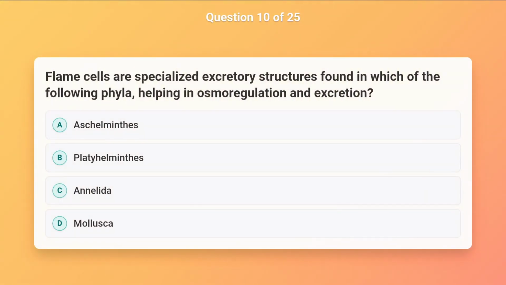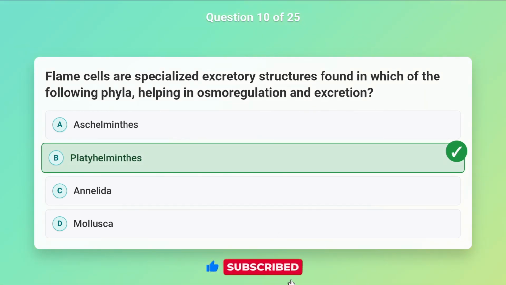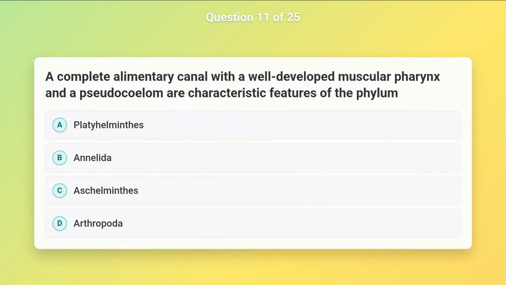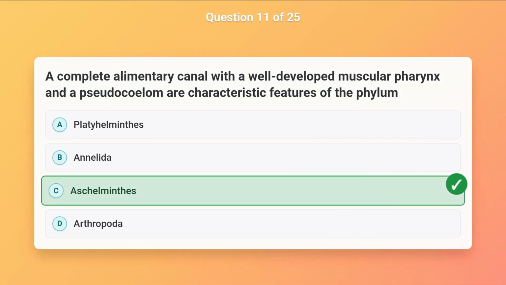Flame cells are specialized excretory structures found in which of the following phyla, helping in osmoregulation and excretion? Platyhelminthes. A complete alimentary canal with a well-developed muscular pharynx and a pseudocoelom are characteristic features of the phylum Aschelminthes.